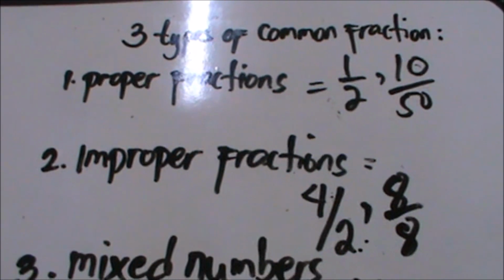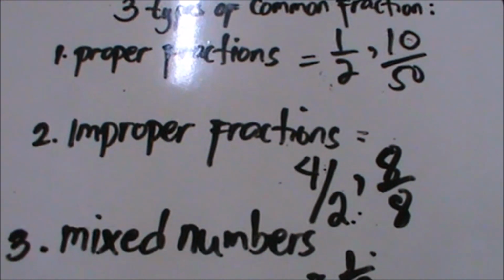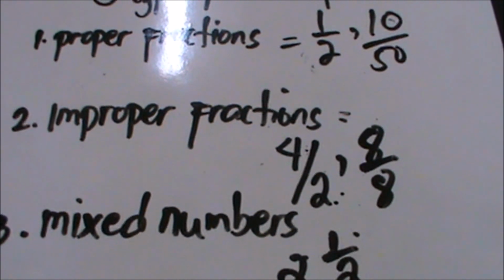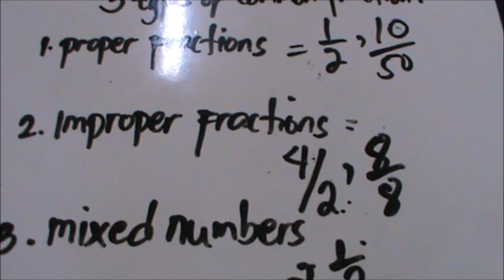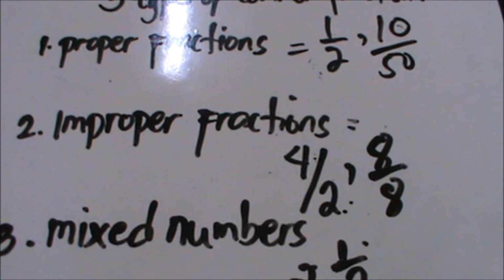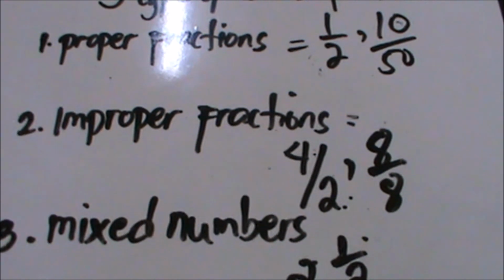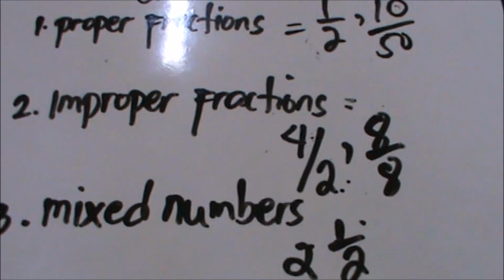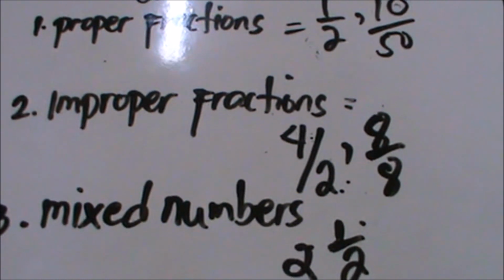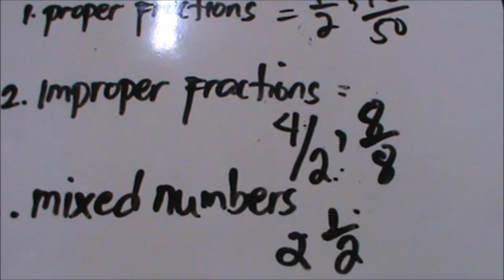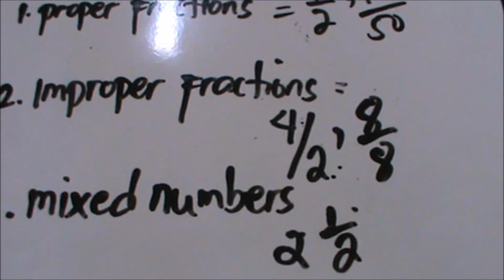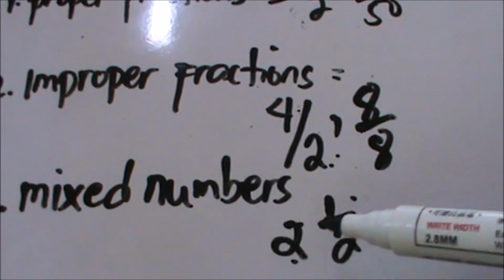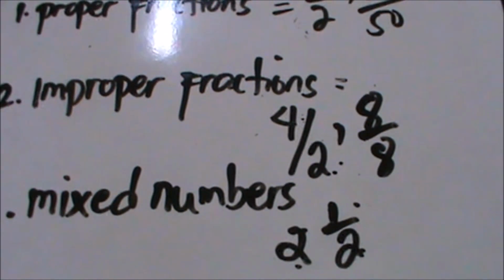Now we know that there are three types of common fractions: proper fractions, improper fractions, and mixed numbers. For proper fractions, always remember that the numerator is lesser than the denominator, while for improper fractions, the numerator is greater than or equal to the denominator. And a mixed number is a combination of a whole and a part.